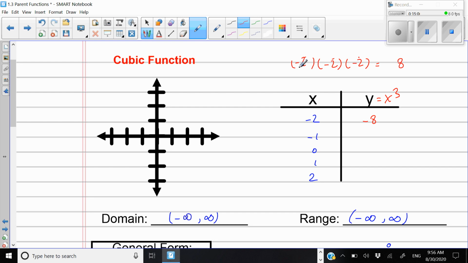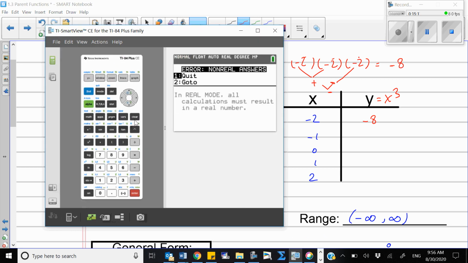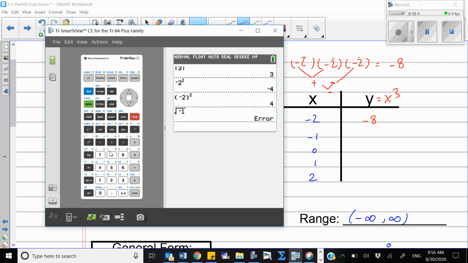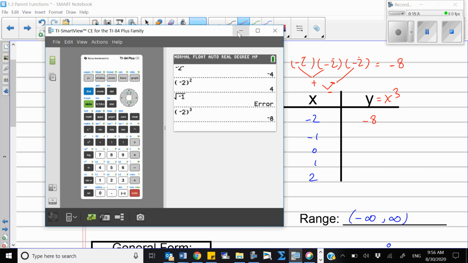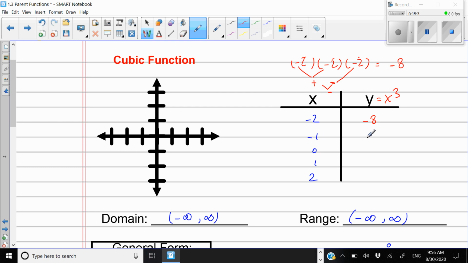And then how about the signs? Negative times negative is positive. And then this positive times this negative will give us a negative value. So it's negative. You can also use your calculator to find that. I'm going to show that here to you. Okay, again, I use a parenthesis, -2 to the power of 3, and that gives me -8. -1 to the power of 3 will be -1. 0 to the 3, 0. 1 to the 3, 1. And 2 cubed is 8.